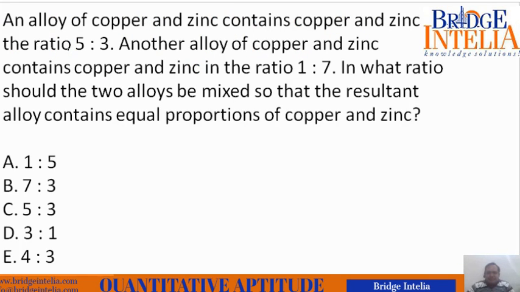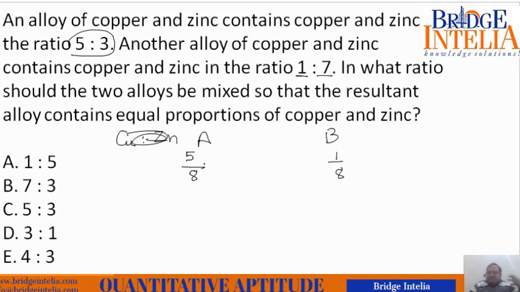Now let's take another example. An alloy of copper and zinc contains copper and zinc in the ratio 5:3. So here copper is 5 parts and zinc is 3 parts. If you see alloy A and alloy B, in alloy A, the proportion of copper is 5 by 8. What is the proportion of copper in alloy B? 1 out of 8 parts.